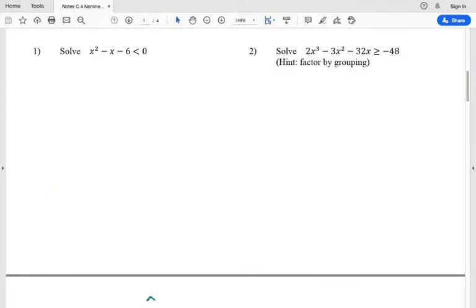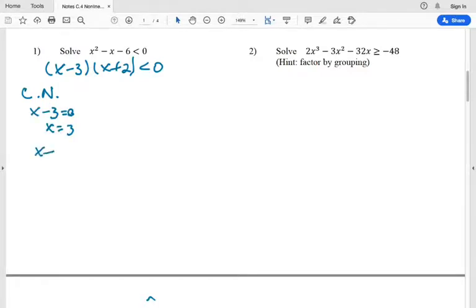Okay, for this next one, we need to factor it. So x minus 3 times x plus 2. We want to see where it's less than 0. So my critical numbers are whatever makes x minus 3 equal to 0, which would be x equals 3, and whatever makes x plus 2 equal to 0, which is x equals -2. So I'm going to draw the number line, and I have a critical number at -2 and one at 3.